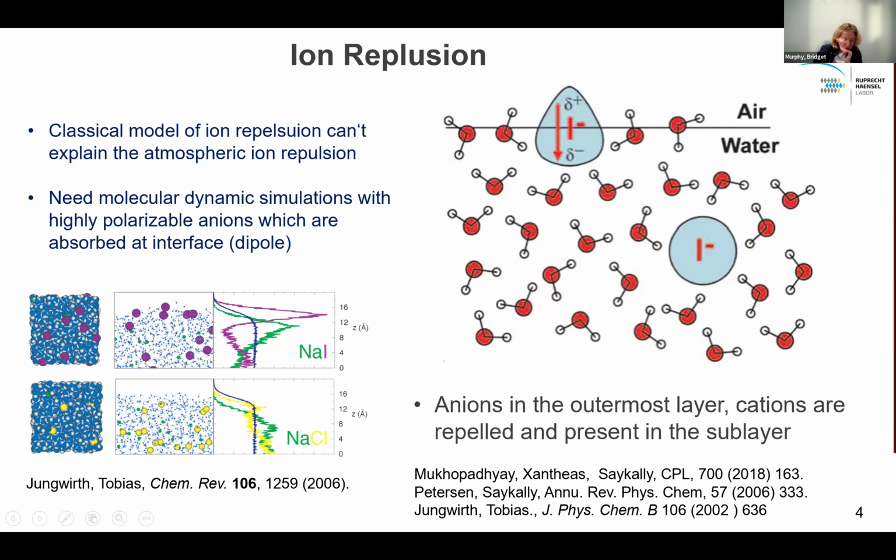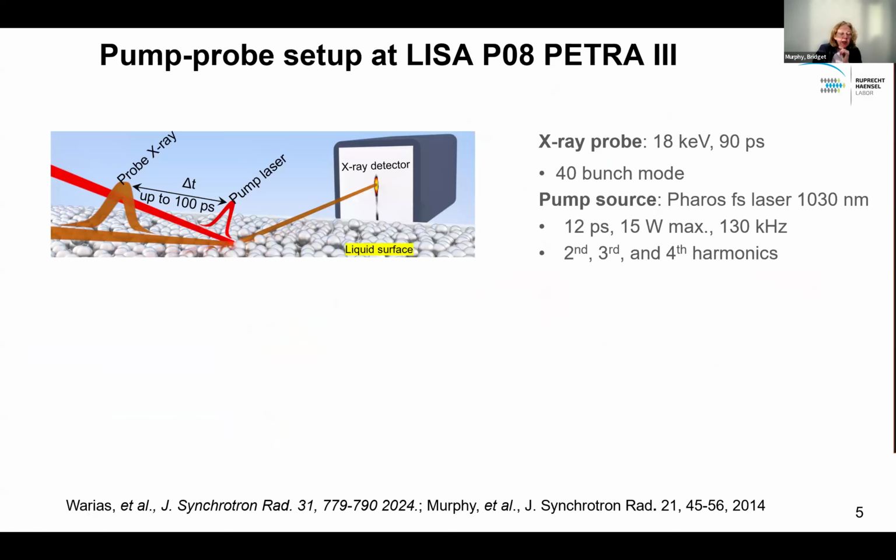And in order to follow this goal, what we did is we applied for funding and got funding to build up a pump probe setup at LISA, at P08 at PETRA III with Chen and Florian. So we have a femtosecond laser there. So for example, a typical experimental setup would be using the X-ray probe with 18 kiloelectron volts and then measuring in timing mode with 40 bunch mode using the femtosecond laser, which has either its fundamental 1,300 nanometers or the second, third, and fourth harmonics.